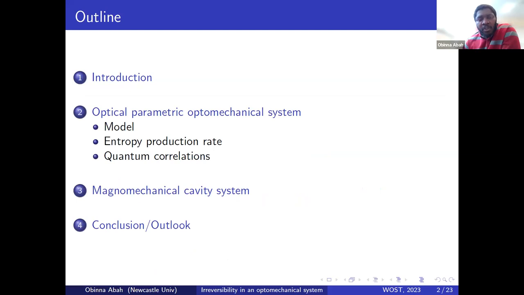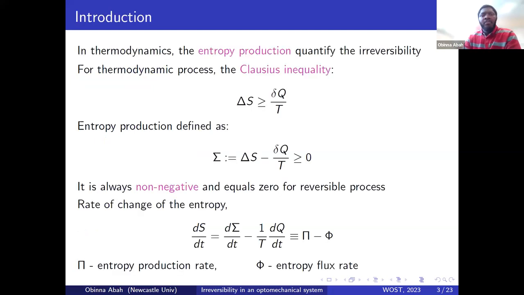So today's outline of the talk will proceed as follows. First, I will give a brief introduction: why do we have to care about irreversibility and how to quantify it? Then the second part will try to give a concrete model and go a bit through how one can actually quantify this parameter for an optomechanical system which contains a nonlinear medium. And the third part will be when you extend this to more condensed matter kind of systems, the magnetomechanical cavity, which is becoming quite an area of research at the moment due to the promises it offers in quantum information and all that. And I will conclude by giving some outlook.